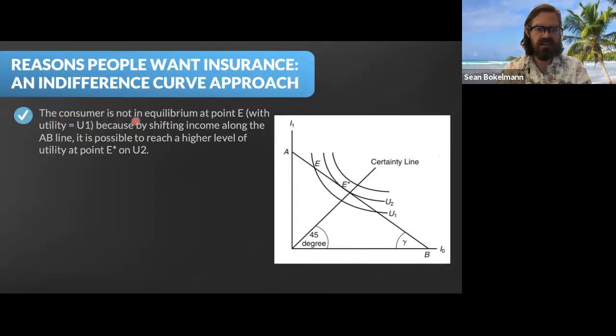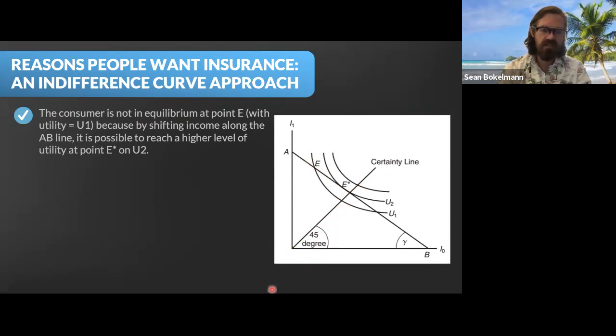Okay, so like I said, this initial endowment is not going to be in equilibrium, right? Because the consumer can shift their income from the good state to the bad state and get to a higher level of utility. This E star would be the equilibrium. Also, this certainty line is basically when income is the same in both states. It's a 45-degree angle, right?